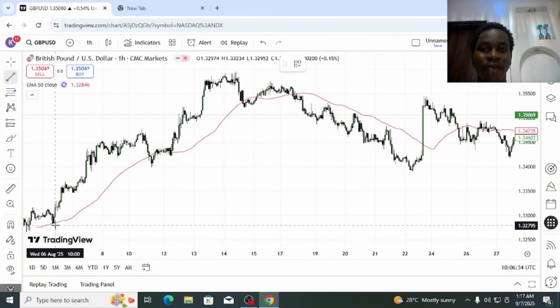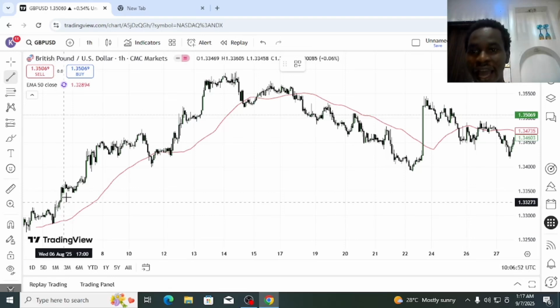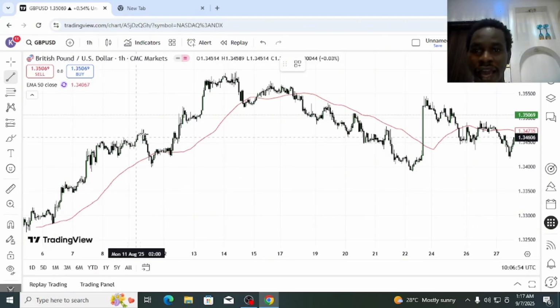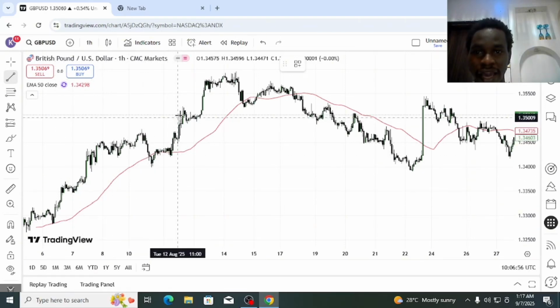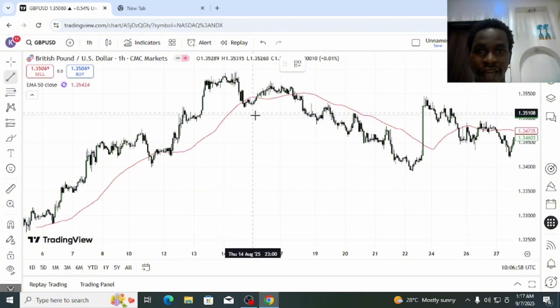There's no way we can talk about trend lines without talking about market structure. Market structure gives us the direction. It allows us to know what the market is doing at any particular point in time. So you can see the market was trending upward from here. This is on the 1 hour time frame. You can see the market was going up here, creating higher highs, higher lows, higher highs, higher lows.